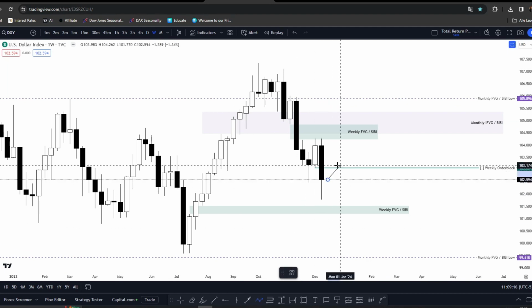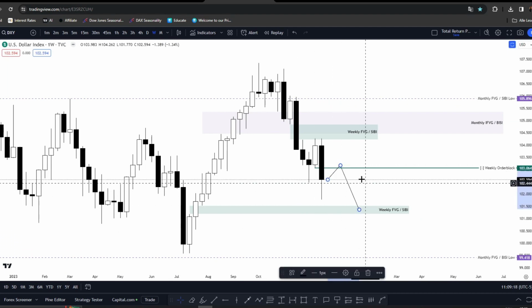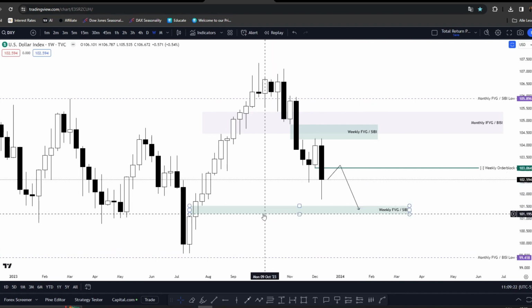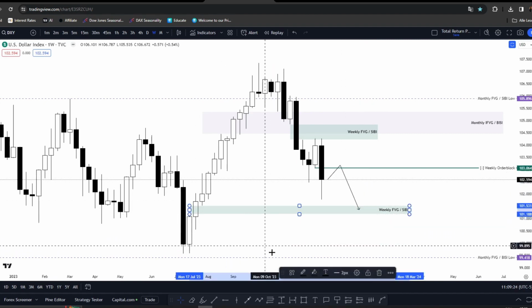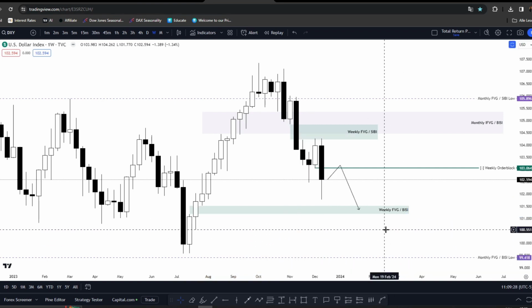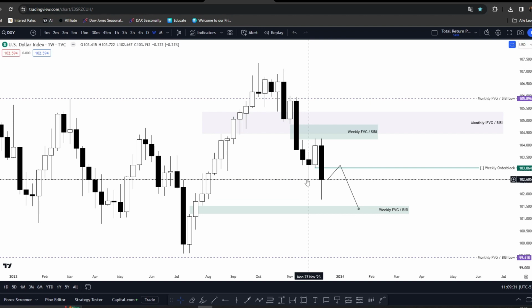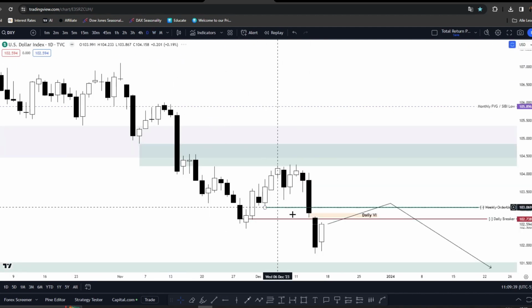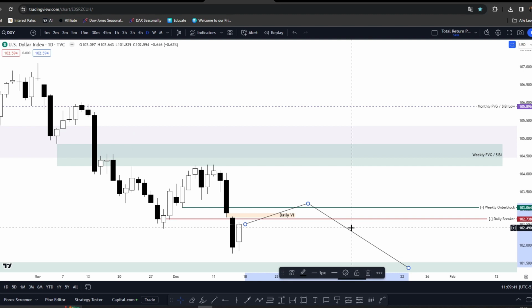Here we can see a reaction from the weekly fair value gap, bearish order block, going down into this open weekly fair value gap, which is a busy. My bad. Now it's correct. So I'm bearish on the dollar going into the next week, and now we can also take a look at the daily time frame.